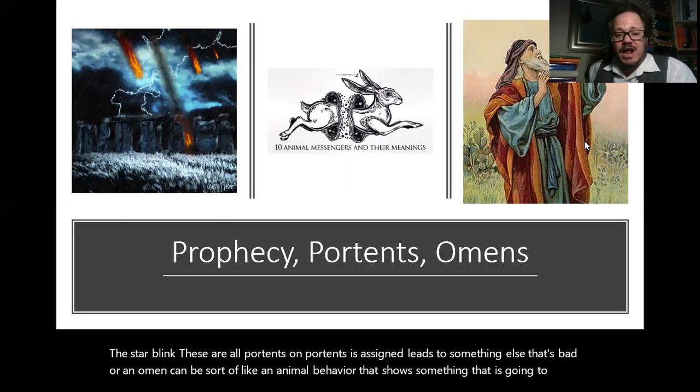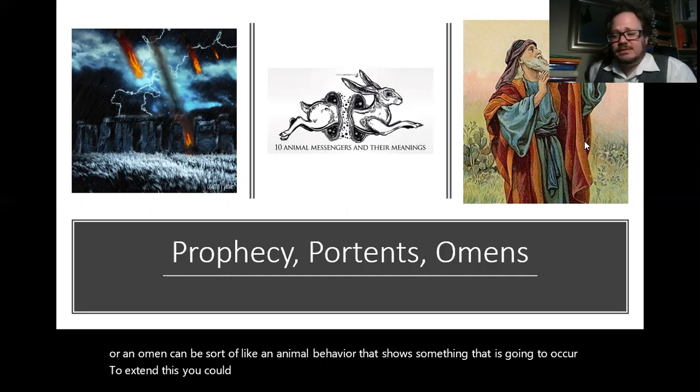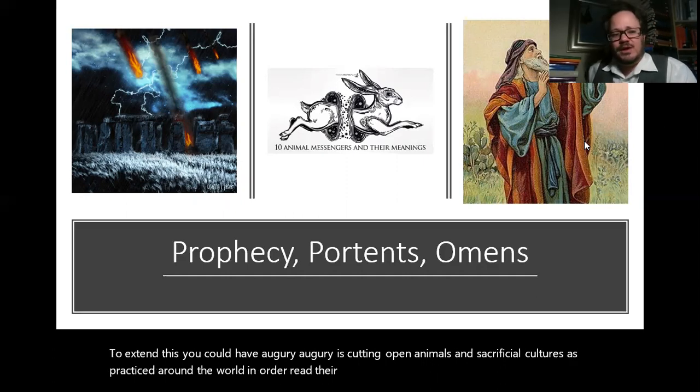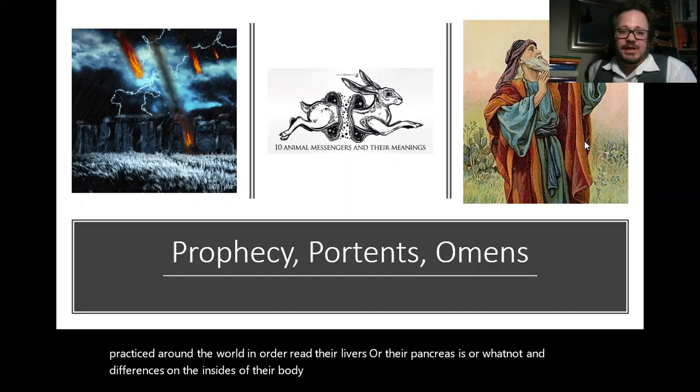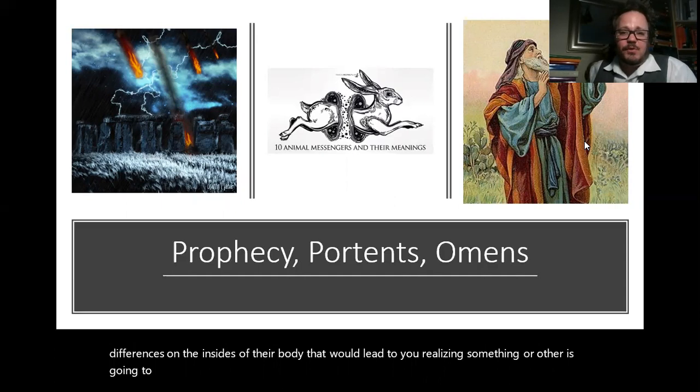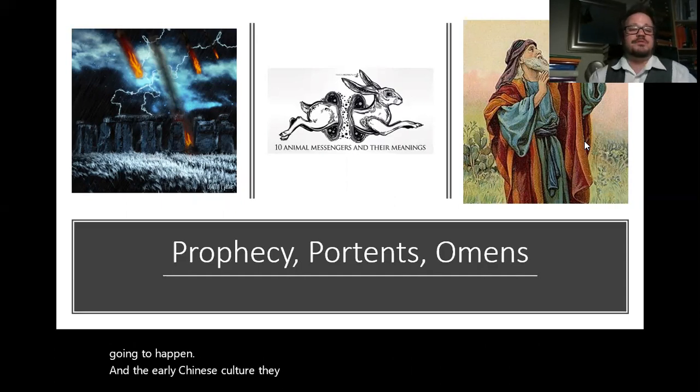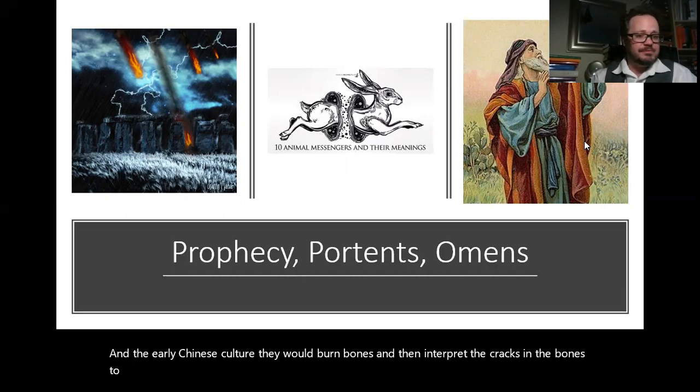To extend this, you could have augury. Augury is cutting open animals in sacrificial cultures. This is practiced around the world in order to read their livers or their pancreases or whatnot, and differences on the insides of their body. And that would lead to you realizing something or other is going to happen. In the early Chinese culture, they would burn bones and then interpret the cracks in the bones to figure out what the future would be.